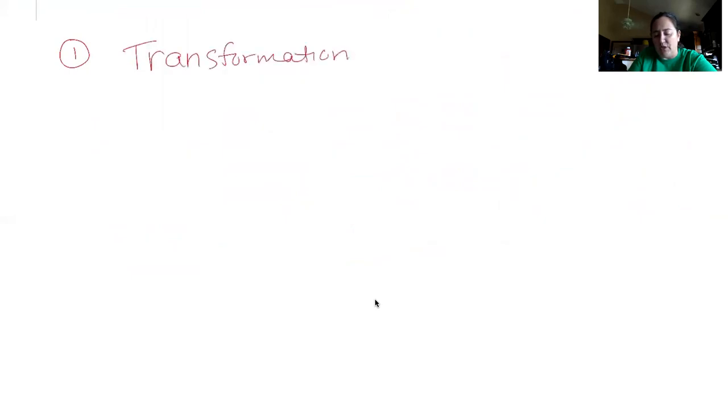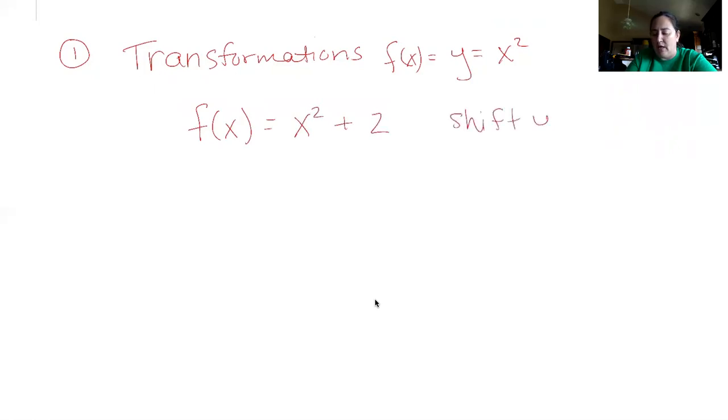When you're talking about transformations, you're talking about shifting and stretching. So if we have a function, and we're going to deal with our function y equals x squared, or we can say f of x equals x squared. If I take this basic quadratic function and add some number to the end, that's going to shift my function up 2. Okay, so we have a shift up.